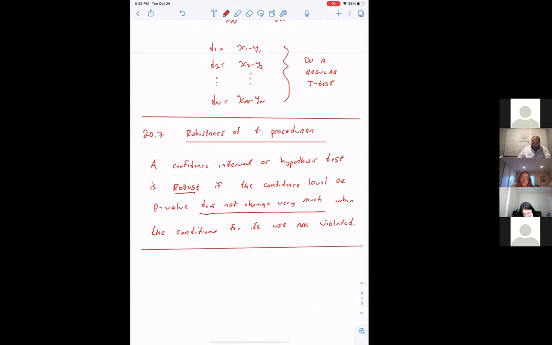So remember, when are you allowed to use these things? Oh, it has to be an SRS. Oh, it has to come from a normal distribution. It has to be this, it has to be this. Well, what if it's not? What if I miss this? What if I don't have this? Okay, so a confidence interval or hypothesis test is robust if it can withstand these deviations from idealness.